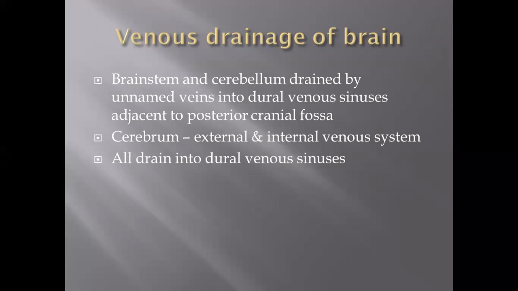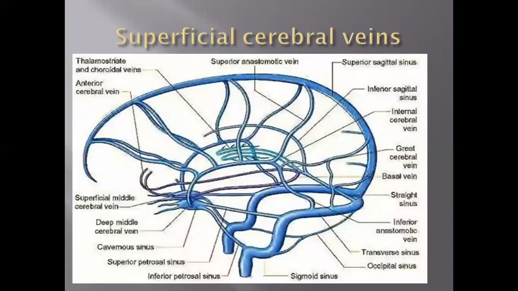You'd find that the brainstem and cerebellum are drained by unnamed veins that go straight into the dural venous sinuses that are adjacent to the posterior cranial fossa. The cerebrum has an external and internal venous system, but ultimately all the veins would drain into the dural venous sinuses. So you're going to have external cerebral veins to include the superior cerebral veins.